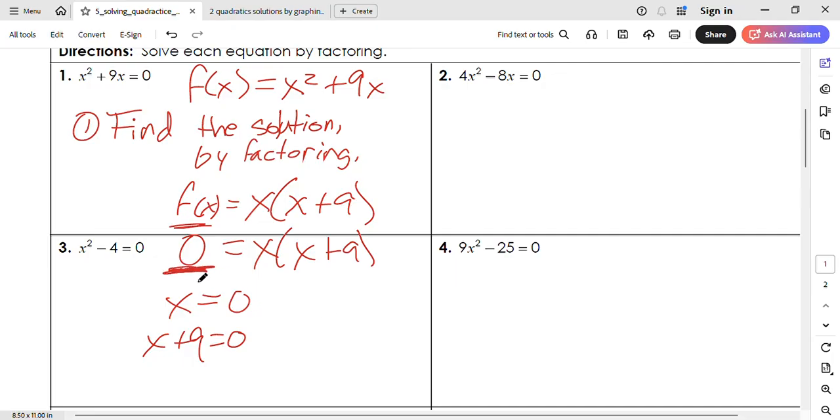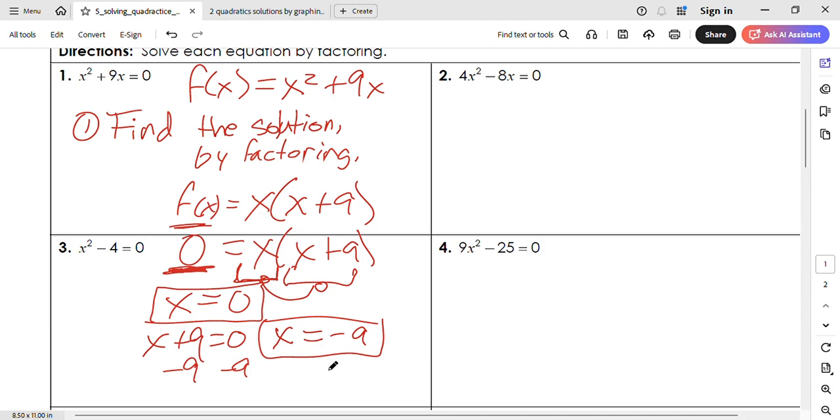Because the only way this value is 0 is if this quantity is 0 or that quantity is 0. One or the other, doesn't have to be both. But if one or the other is 0, the whole thing has to be 0 because I'm multiplying 0 times some other value. Anything times 0 is 0, which is why the zero product rule makes sense. Okay, so x equals 0, it's actually already solved for x, that's one solution. And for this one, I have to subtract 9 from both sides. So x equals negative 9.